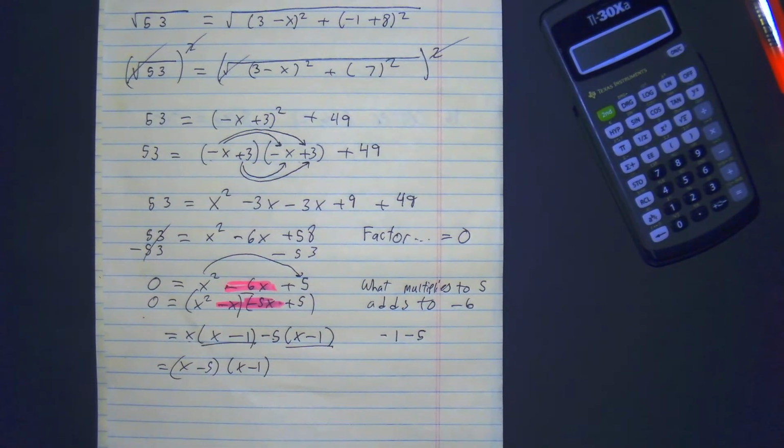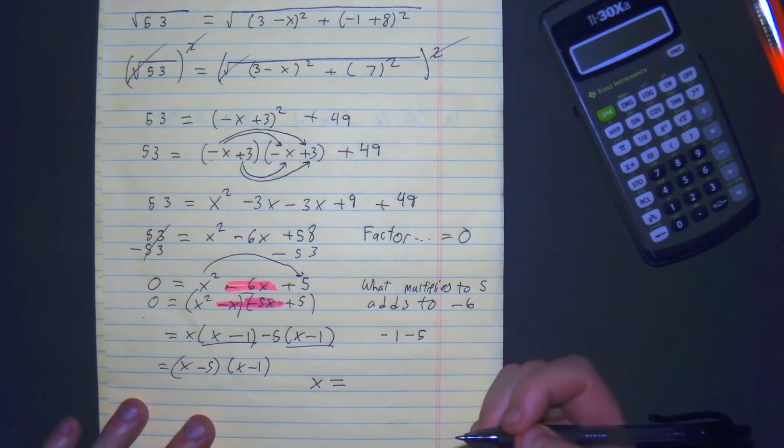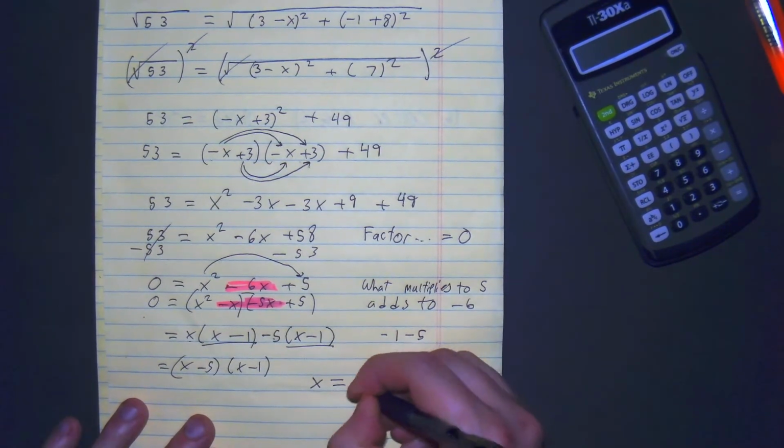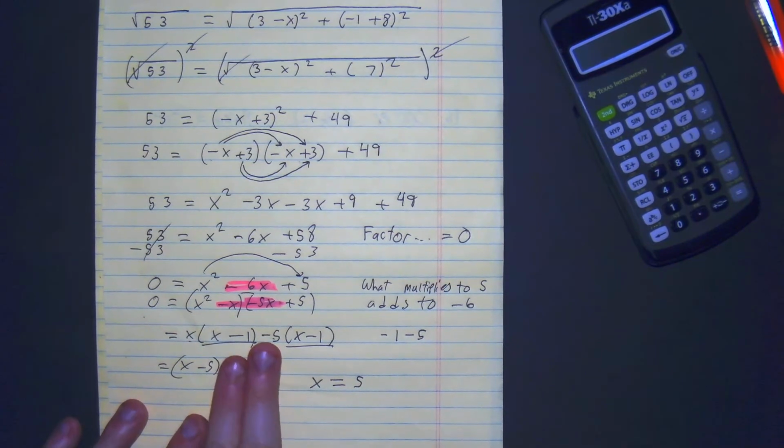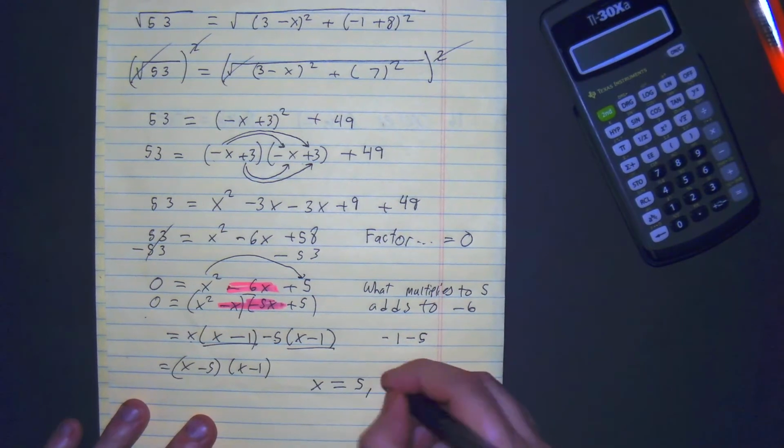So for this statement to be true, our x value can be at two places. x would be equal to 5. The way I get 5 is I do x minus 5 equals 0. I add 5 to both sides, it makes it a 5. x minus 1 equals 0. I add 1 to both sides, right there.